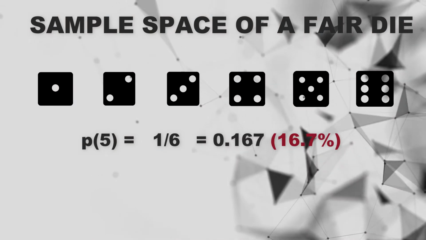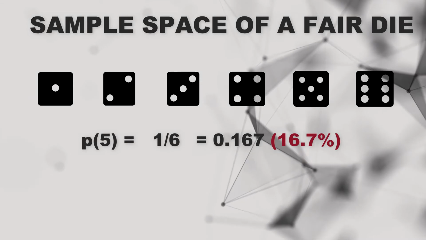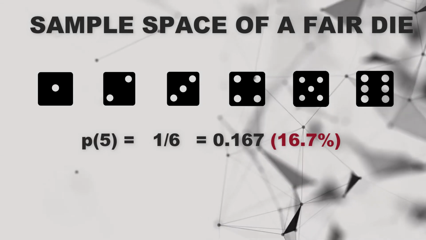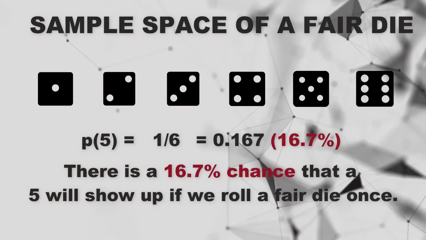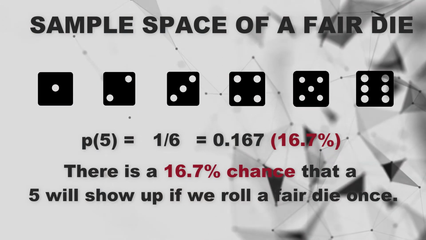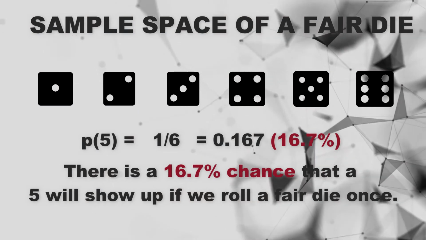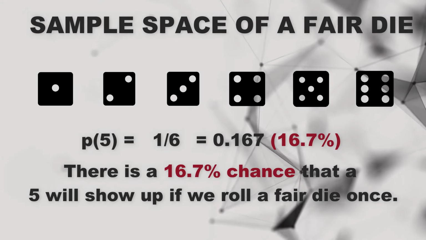In percentage, we have our answer to be equal to 16.7%. So that simply implies that there is a 16.7% chance that a 5 is going to show up when I roll a fair die.